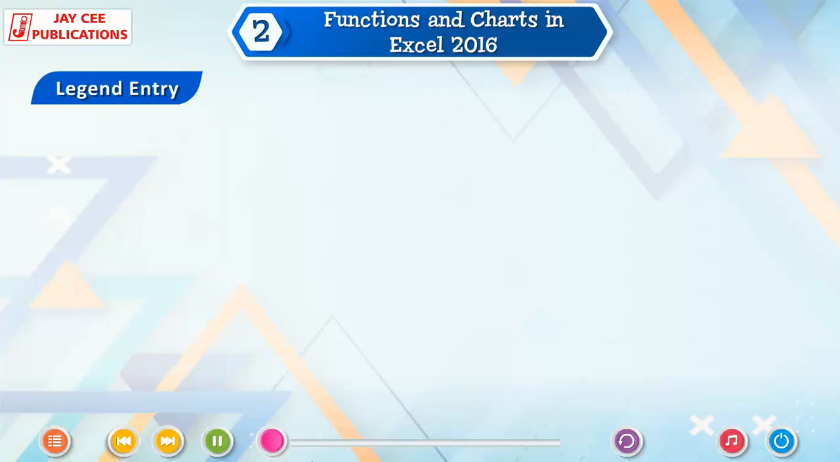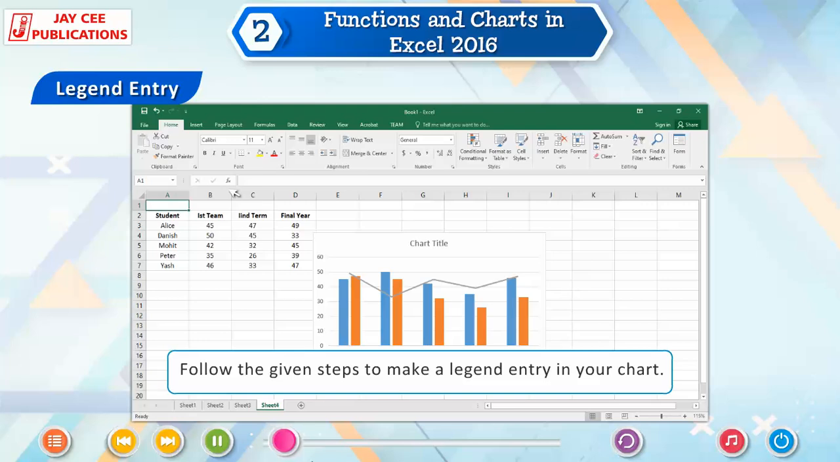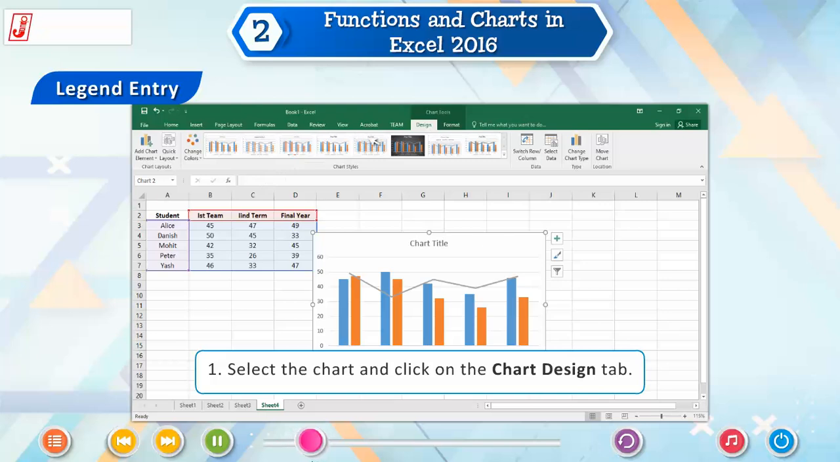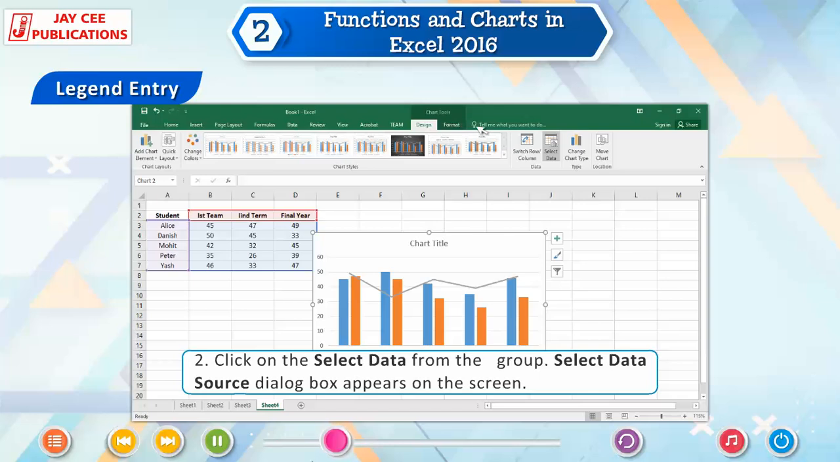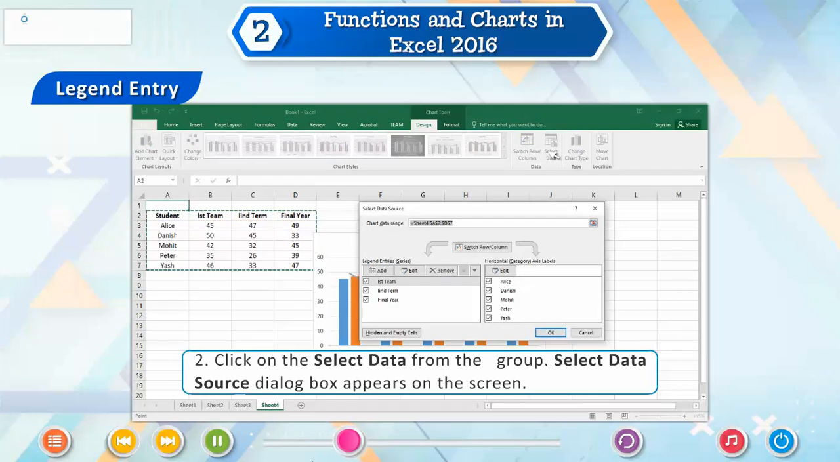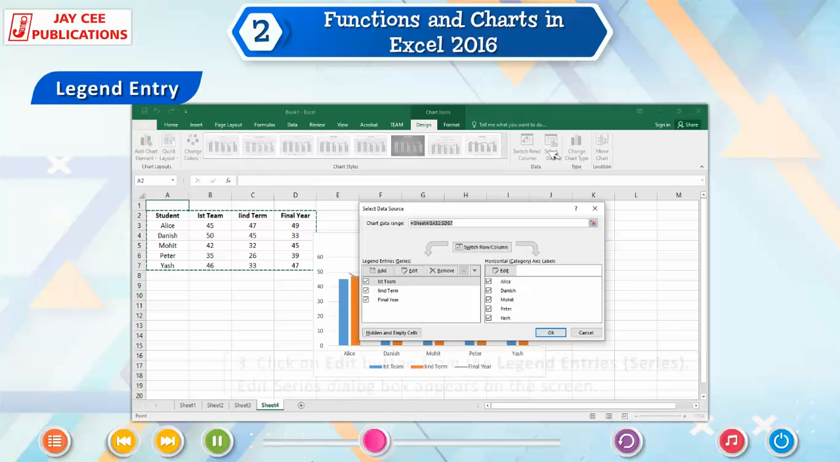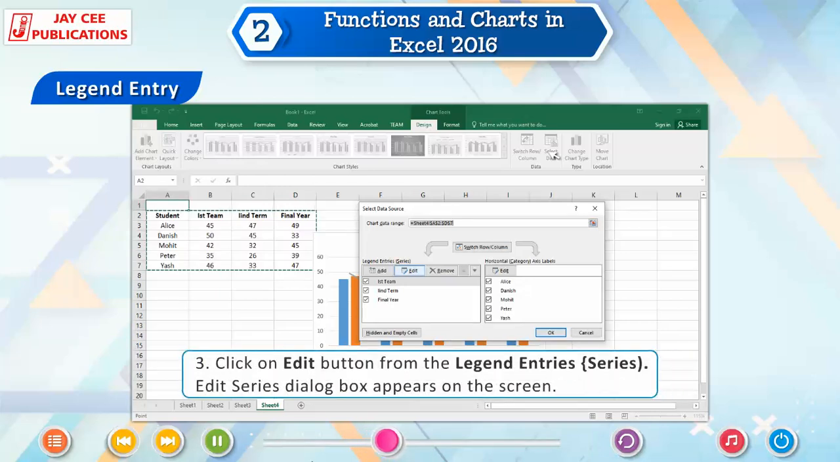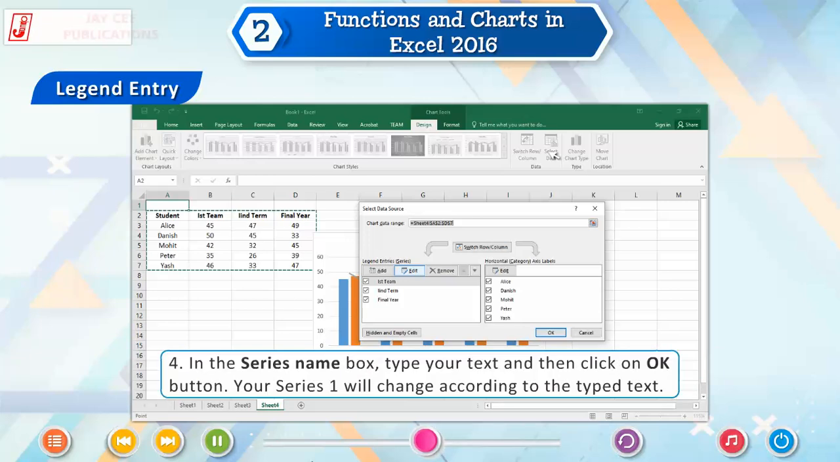Legend entry. Follow the given steps to make a legend entry in your chart. 1. Select the chart and click on the Chart Design tab. 2. Click on the Select Data from the Data group. Select Data Source dialog box appears on the screen. 3. Click on Edit button from the Legend Entries series. Edit Series dialog box appears on the screen. 4. In the series name box, type your text and then click on OK button.